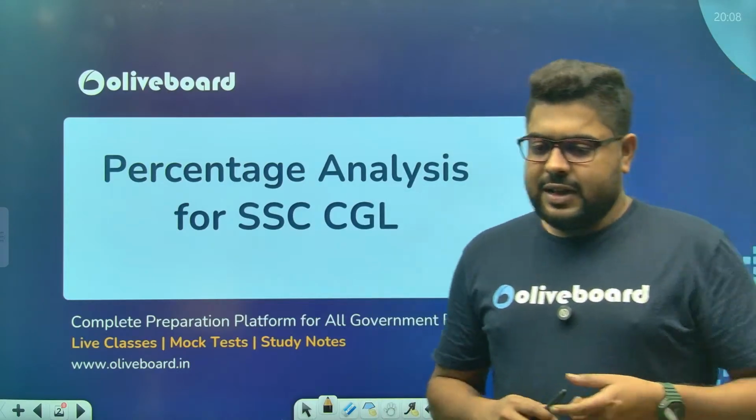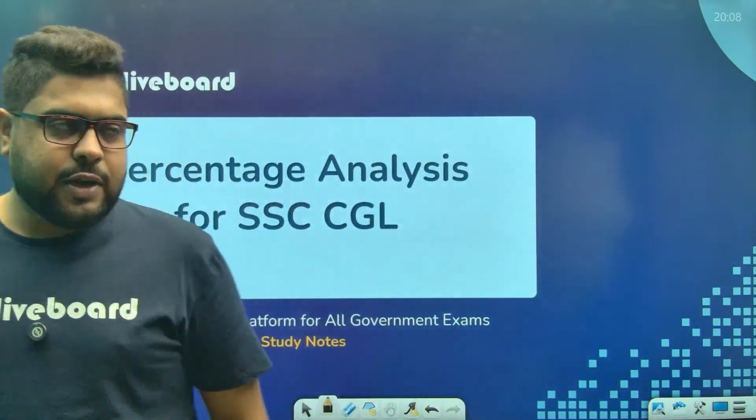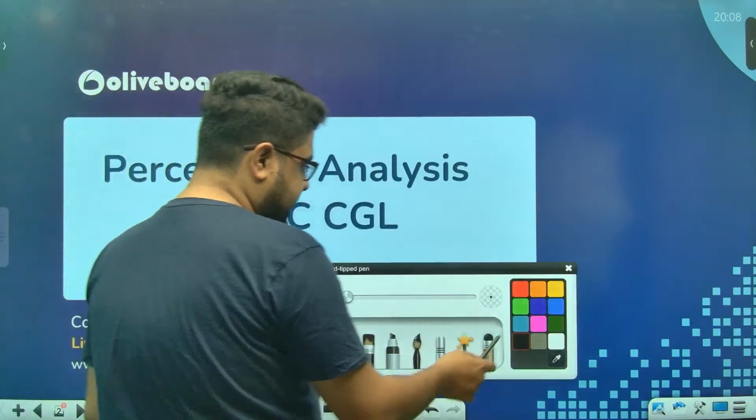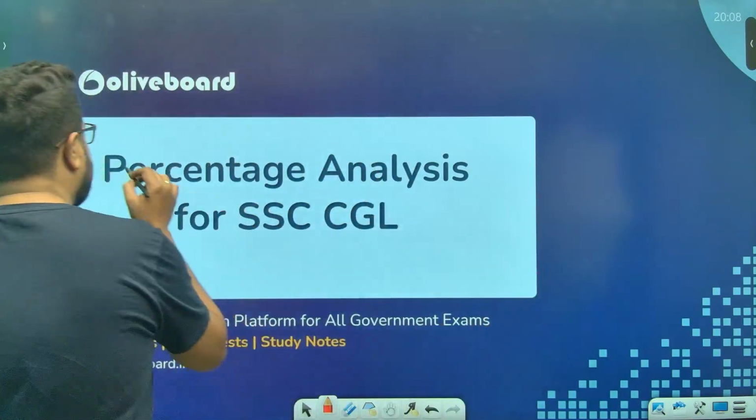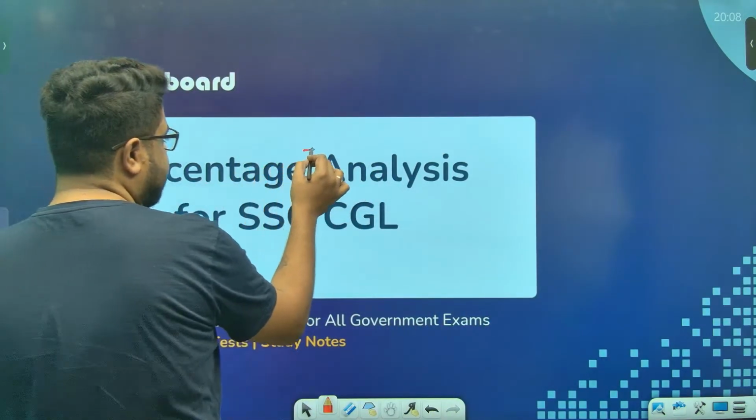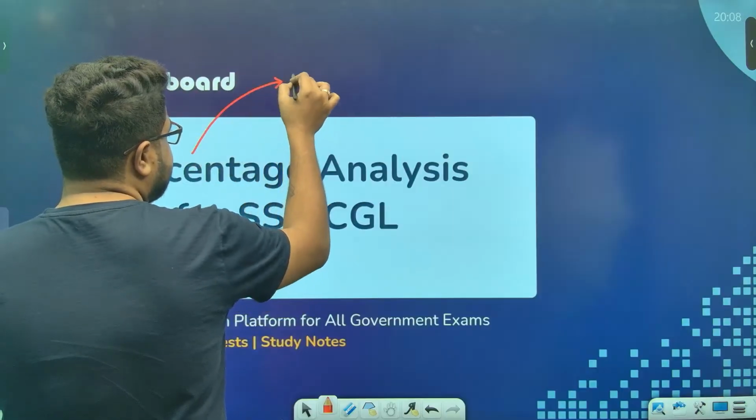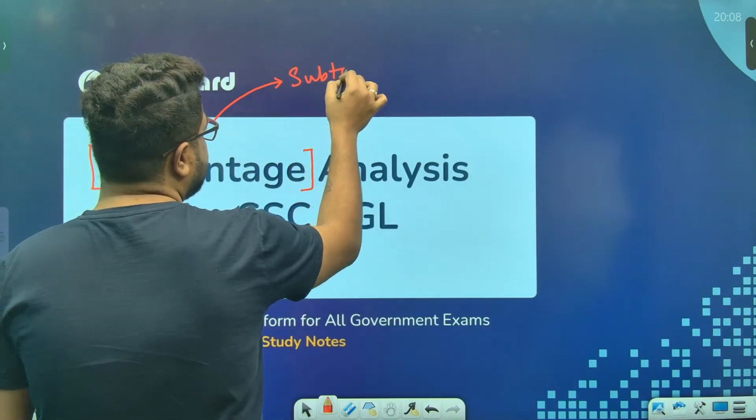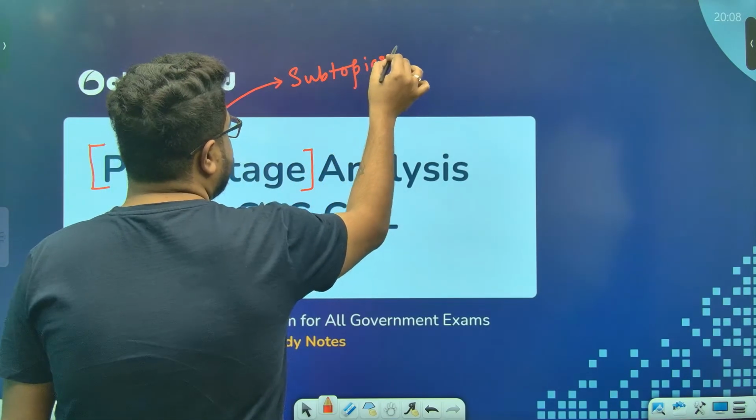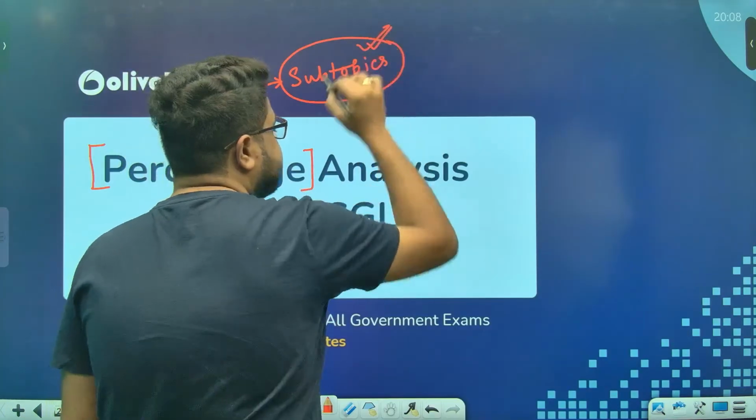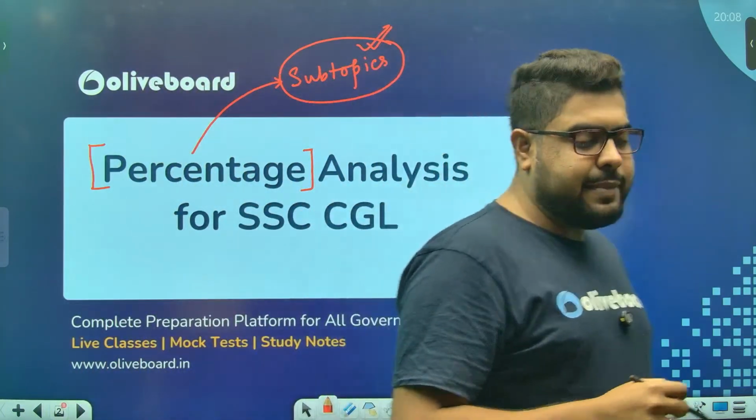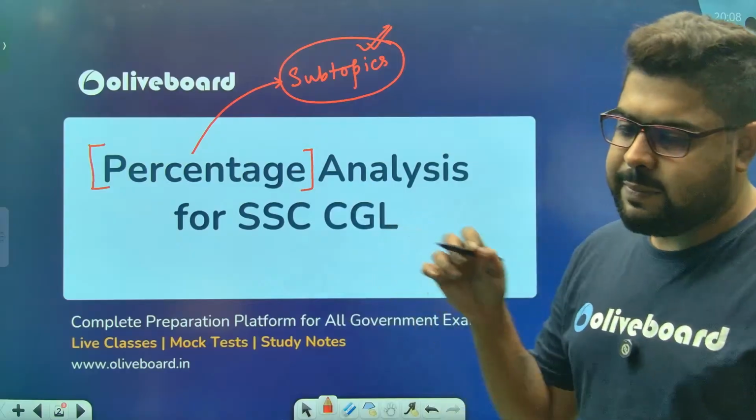So today, for the last couple of weeks, I was analyzing a chapter per week: what topics or subtopics to go through, and I was deeply analyzing those. So this week the chapter we will be analyzing is percentage.